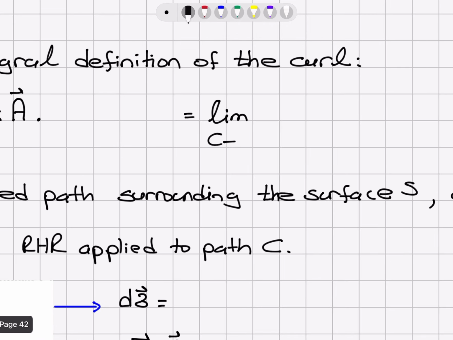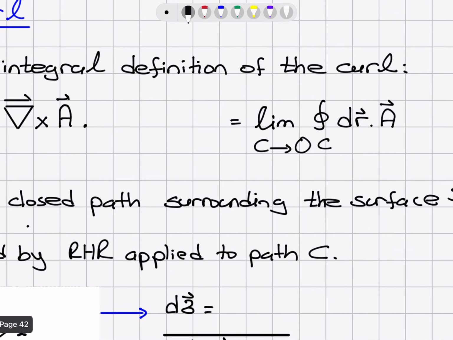the path length C goes to 0, of the closed path integral dr dot A. So we take the dot product with the displacement vector on a closed path, in a small closed path. That's why it's local circulation. And then we divide it by the area. So it is the limit as S goes to 0, the surface integral d sigma.